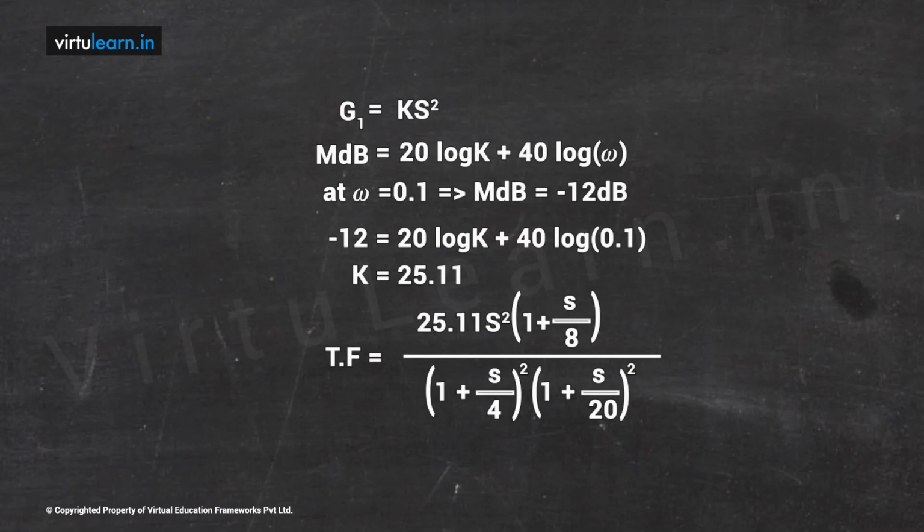Then you know the expression M dB is 20 log k plus 40 log omega. And as we can see from the diagram, at omega is 0.1, I have minus 12 dB. So M dB is minus 12 and omega is 0.1. When you substitute in this expression, you can find the k value. The k is going to be 25.11. Then what will be the total transfer function? It is 25.11 into (1 plus s by 8) divided by (1 plus s by 4) whole square into (1 plus s by 20) whole square. This is the open loop transfer function of the corresponding magnitude plot given.